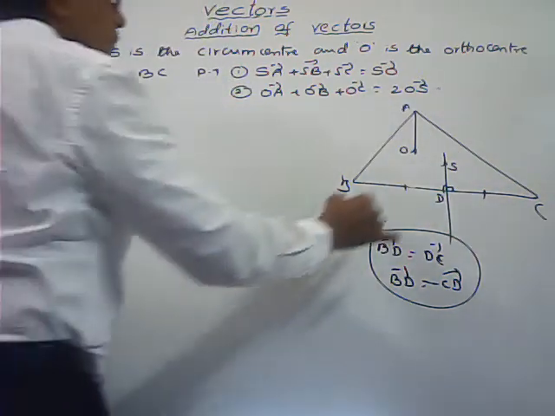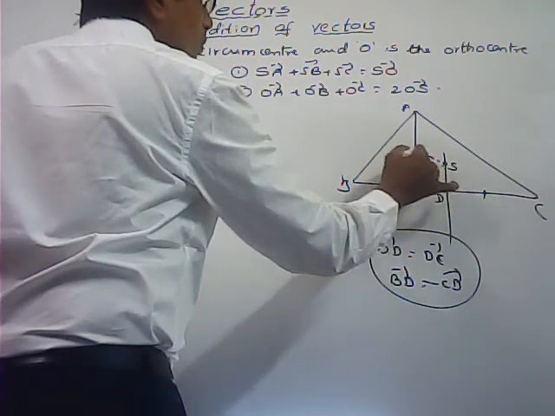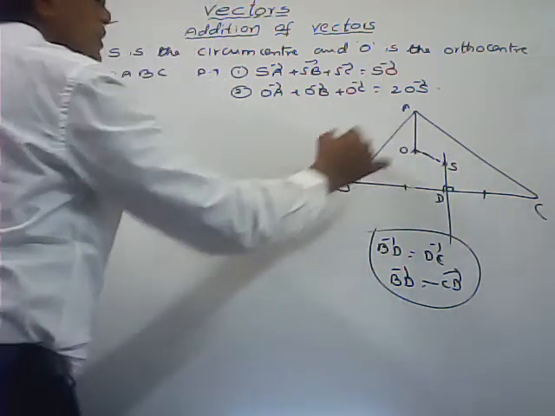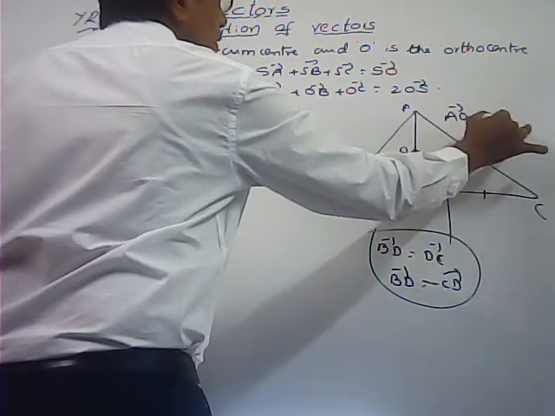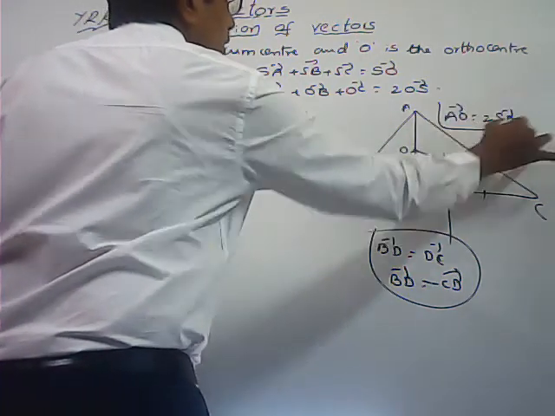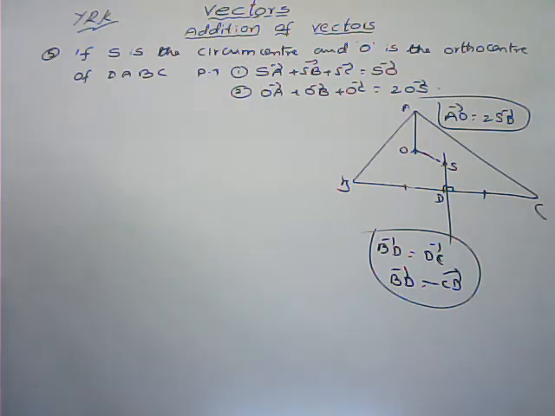And here one geometric relation is there. What is the geometric relation here? AO bar is equal to 2 into SD bar. In plane geometry, that relation is there. In any triangle, AO bar is equal to 2 into SD bar. Here we have to remember that one. Here proof is not needed.